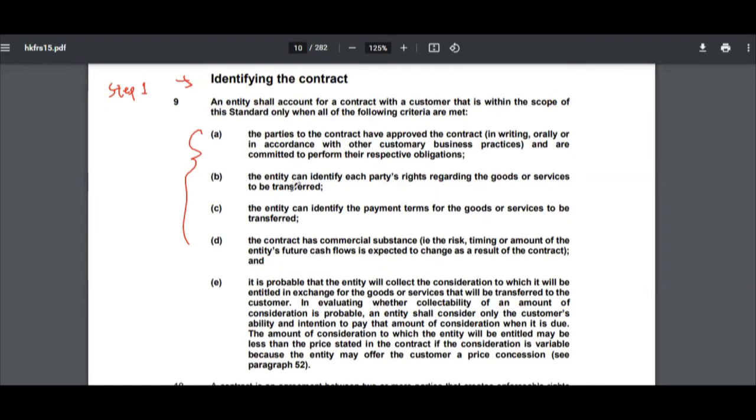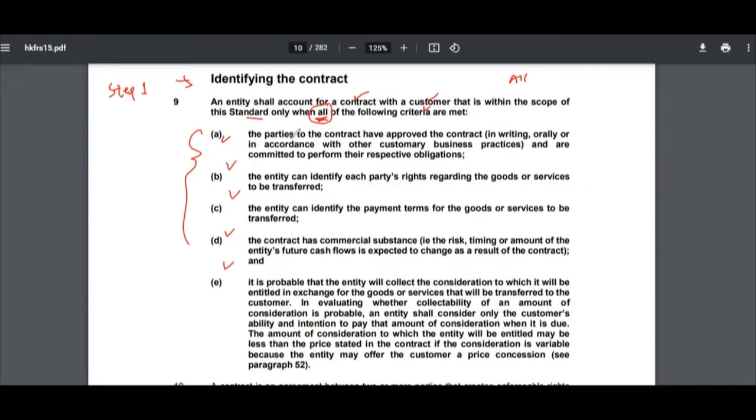So let's look into these individual points. An entity shall account for a contract with a customer that is within the scope of this standard only when all, right? So you need to focus on this. All of the following criteria are met. So all the criteria, A, B, C, D, E, should be met in order for the contract to be present, right? It's not like the company meets only A and B and does not meet C, D, and E. Then therefore, the contract may not be there.